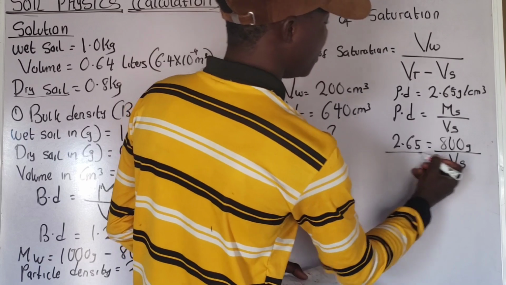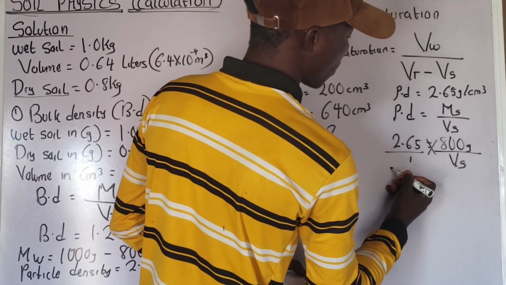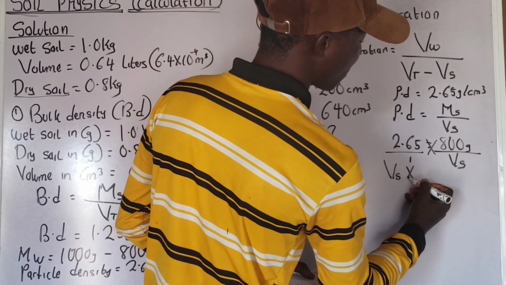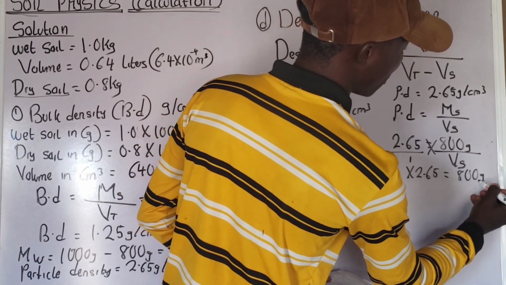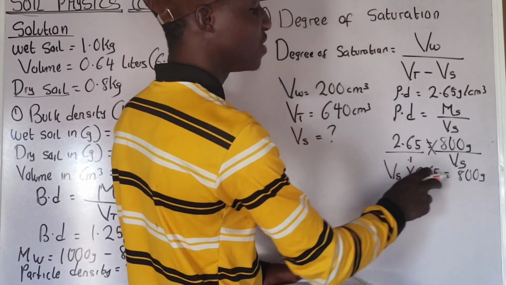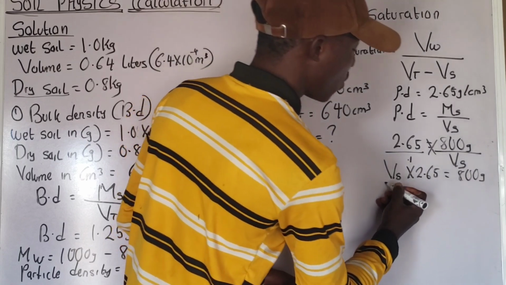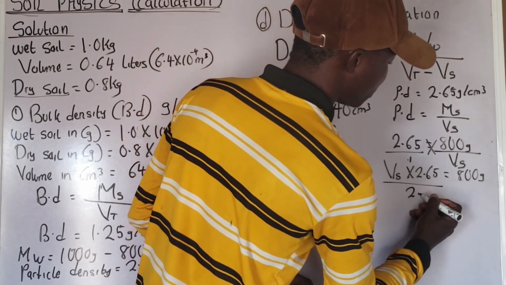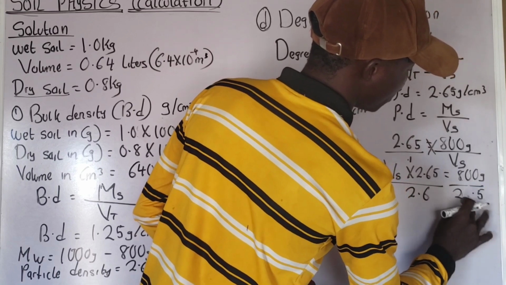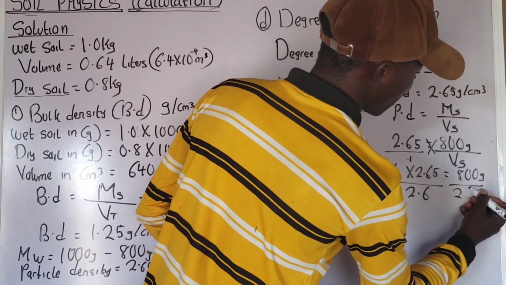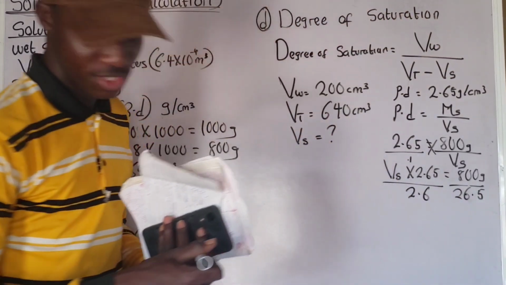You understand? In this case, I'm going to cross multiply. So I'm going to have the volume of the soil multiplied by 2.65 equals 800 grams multiplied by 1. 800 grams multiplied by 1 will give me what? 800 grams. You understand? So I'm going to divide both sides by 2.65. Oh, sorry, 2.65, not 26.5. 2.65.